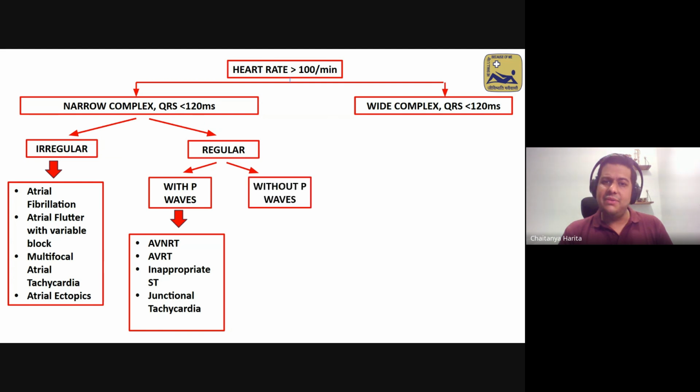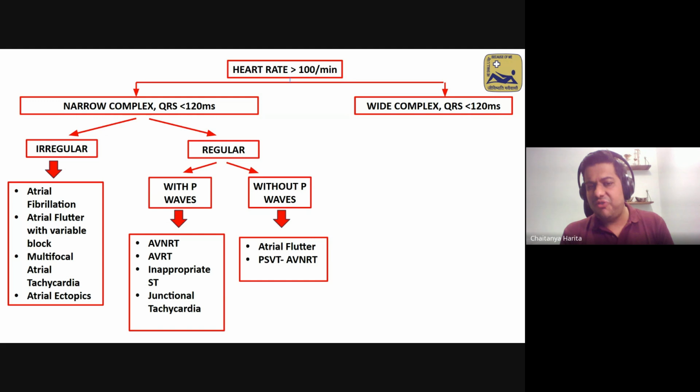Then you have regular, narrow complex without P waves. The best examples of these are usually your flutter, because you don't see P waves, you see flutter waves, and the AVNRT variant, which is called PSVT, where the P wave is hidden. I'll show you an ECG subsequently. So with these narrow complex tachycardias, which are supraventricular, we have finished.